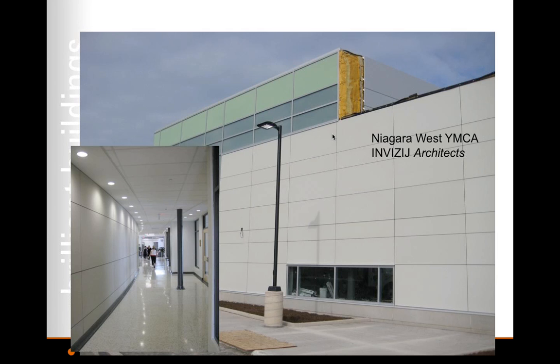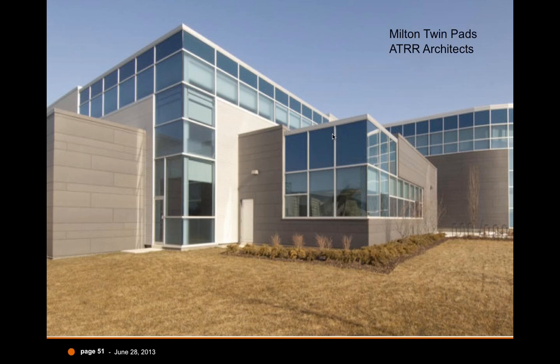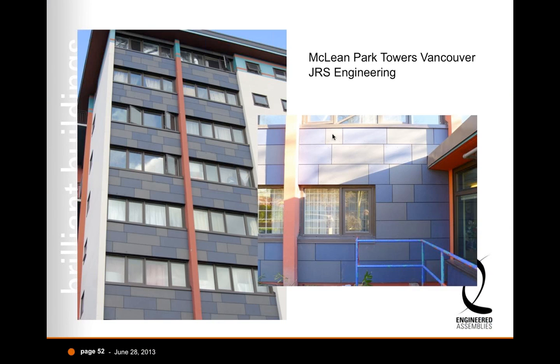And these are a couple of examples of jobs. These are some construction photos I took of the Niagara West YMCA. And it was an interesting application on the interior of the building as well. And this wall on the left-hand side actually curves, and fiber cement can take a curve. We also cut it in a layout like this for the Milton twin pads. I'll be coming back to that.